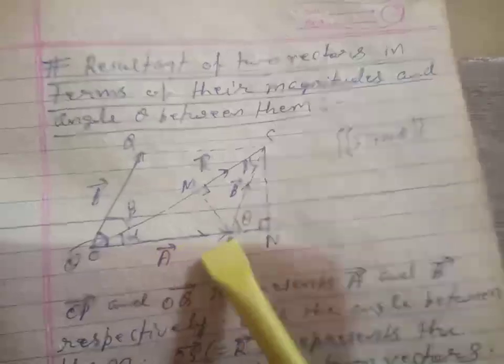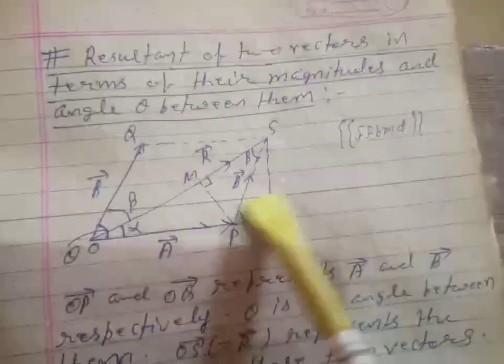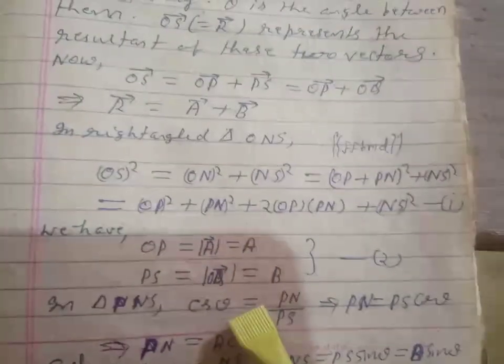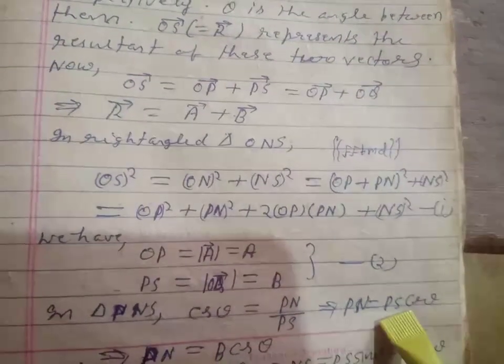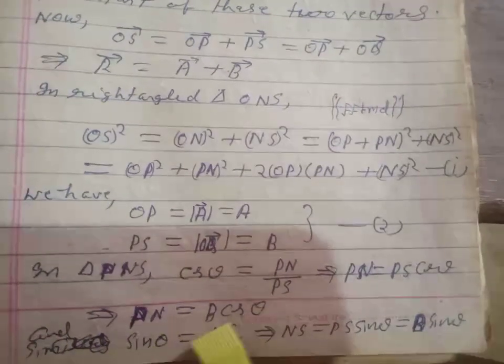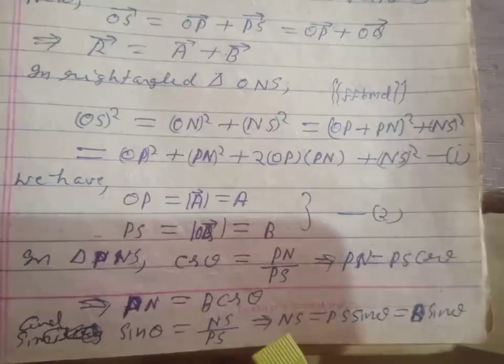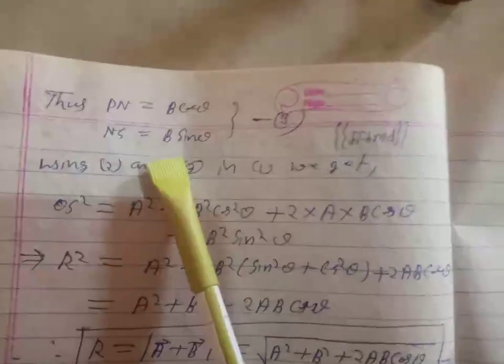Now in triangle PNS, cos theta equals PN by PS, so PN equals PS cos theta. This implies PN equals B cos theta, because PS equals B. Similarly, sin theta equals NS by PS. So this implies NS equals PS sin theta, that is B sin theta. Thus PN equals B cos theta and NS equals B sin theta. Equation 3.